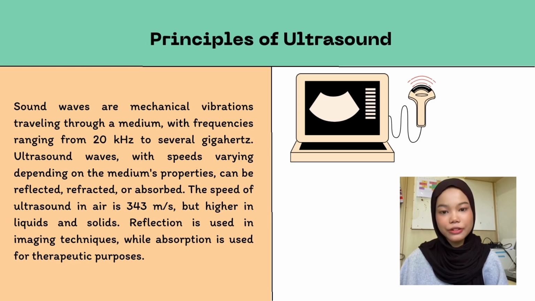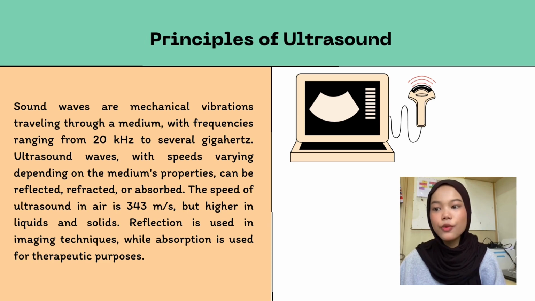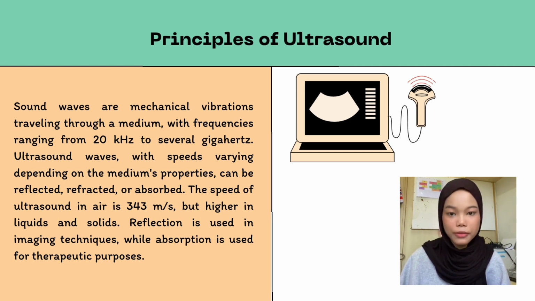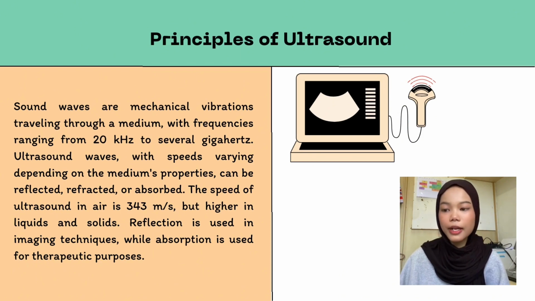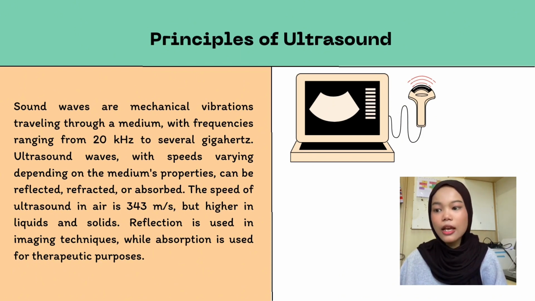For principles of ultrasound, sound waves are mechanical vibrations traveling through a medium with frequency ranging from 20 kHz to several gigahertz. Ultrasound waves, with speed varying depending on the medium's properties, can be reflected, refracted, and absorbed. The speed of ultrasound in air is 343 meters per second, but higher in liquids and solids. Reflection is used in imaging techniques, while absorption is used for therapeutic purposes.